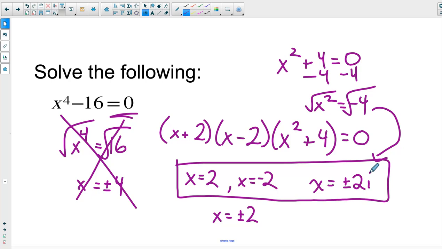I do write my imaginaries pretty much always with a plus or minus sign because they come in pairs. So it's expected that you would kind of do that, all right? But I don't take anything off if you write x equals 2i and then x equals negative 2i. That's fine. That's your choice.